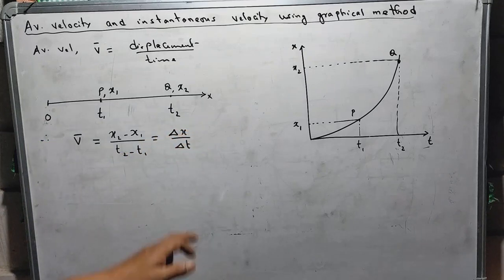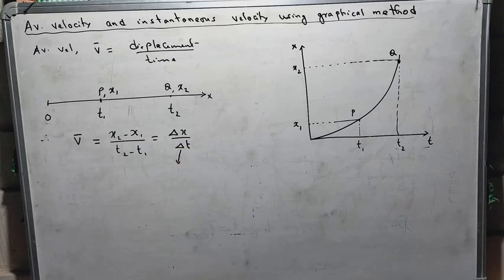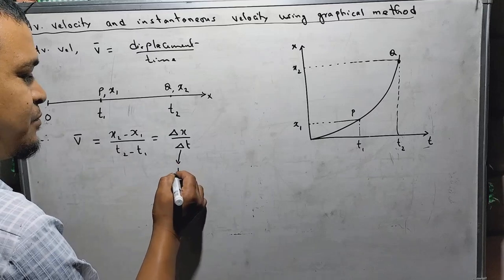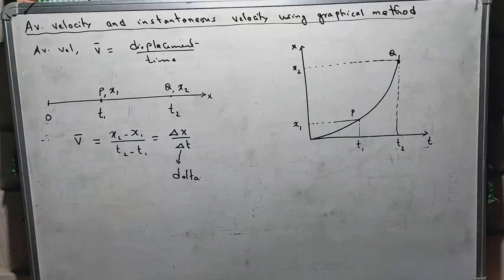Please note down here, this symbol is not a symbol for a triangle like you use in class 10. This is a Greek symbol known as delta, and here this delta represents the change in quantity.